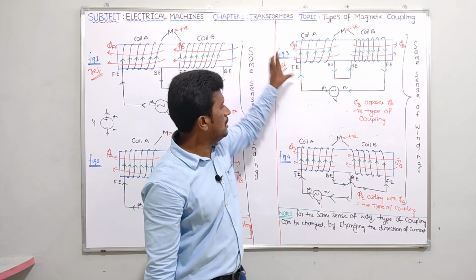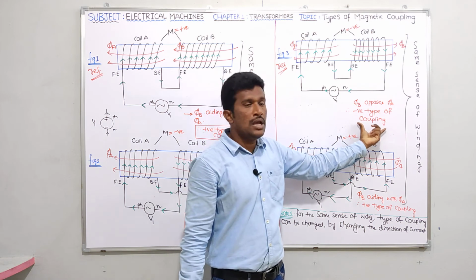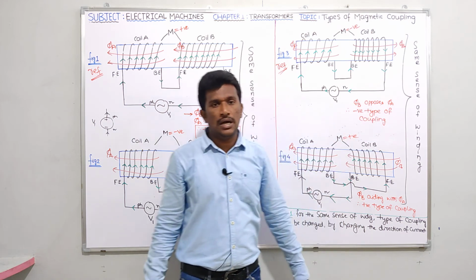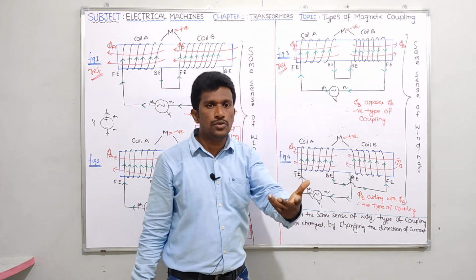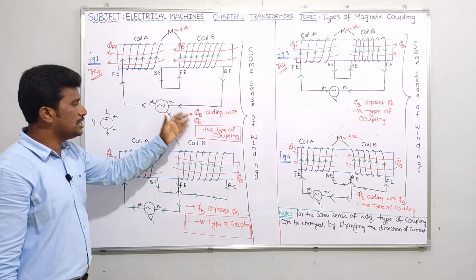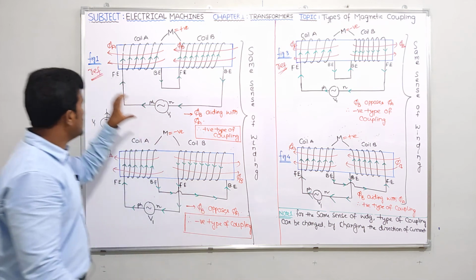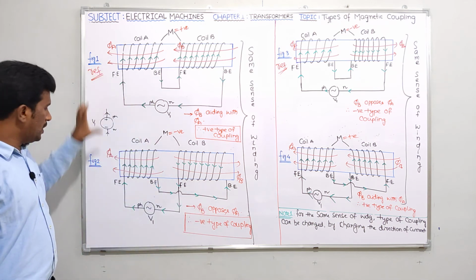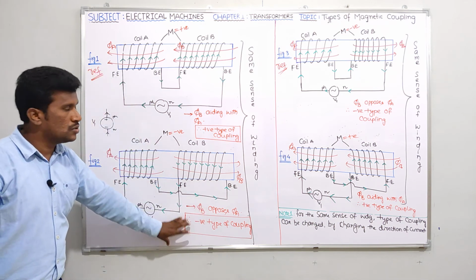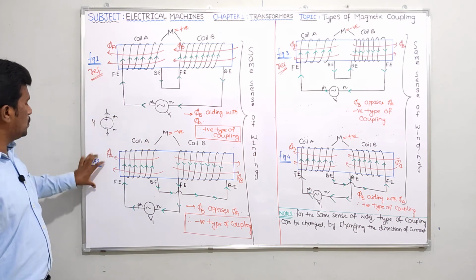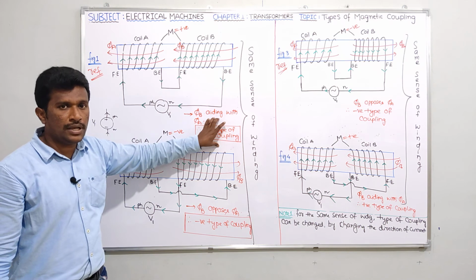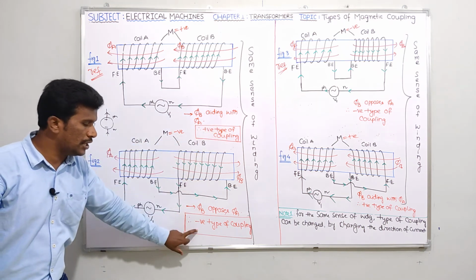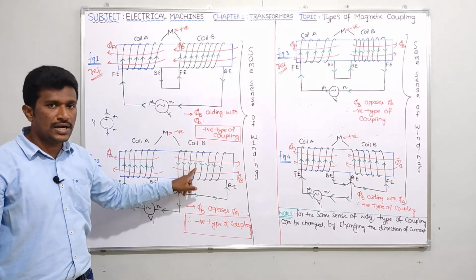So in the figure number 3, what is the type of coupling? Negative type of coupling is the reference for us. So from negative, it should be changed to positive. Previously from positive, it is changed to negative, because the reference is figure number 1. And figure number 2 is nothing but negative type of coupling. So if I use figure number 1 and figure number 2, reference is figure number 1, reference is a positive coupling. We are changing positive to negative by changing direction of current in coil B.